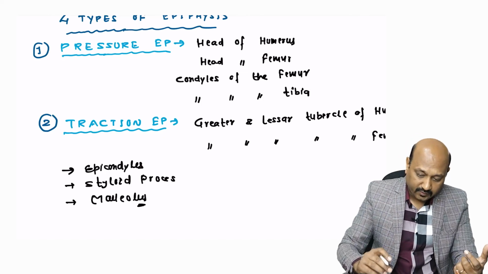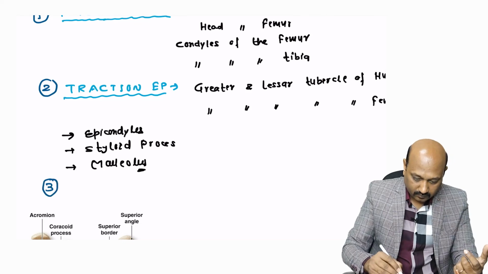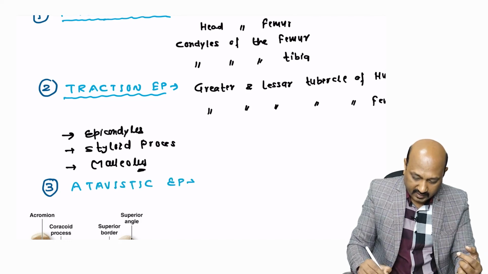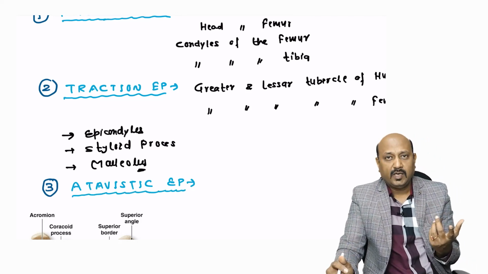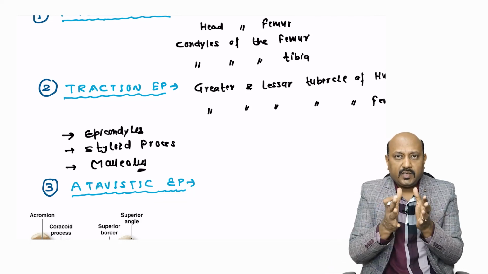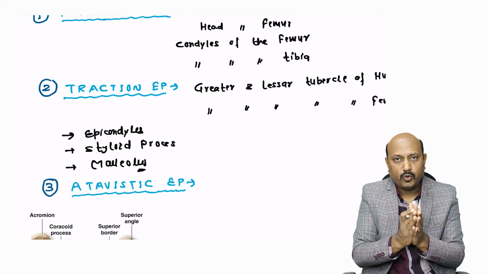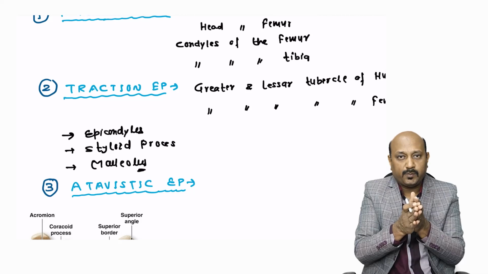The third type of epiphysis is known as atavistic epiphysis. What is atavistic epiphysis? What is atavism? Basically, initially there are two different bones. During the evolution in the human, the two different bones fuse together and form one complete bone, but there is a projection that is residing behind them.